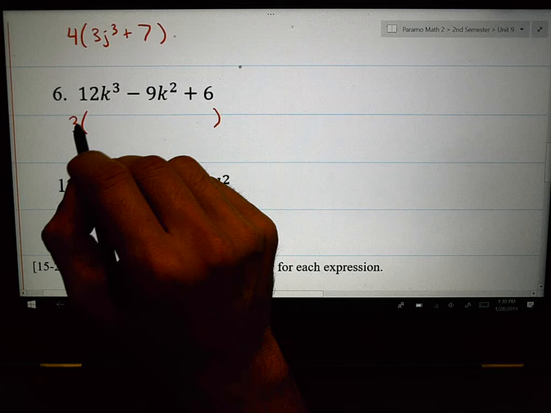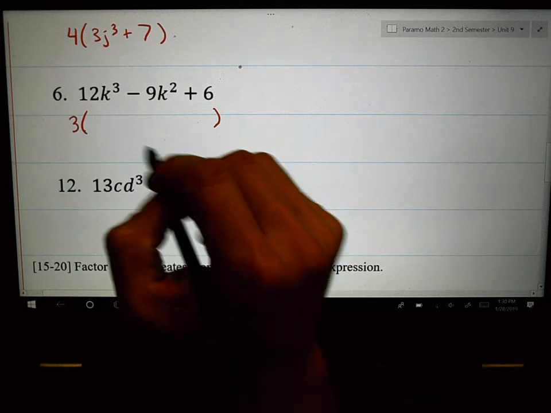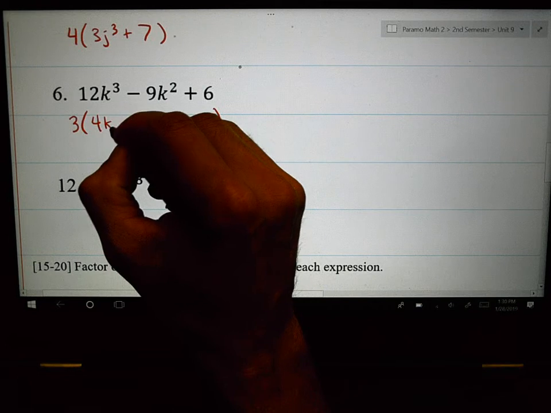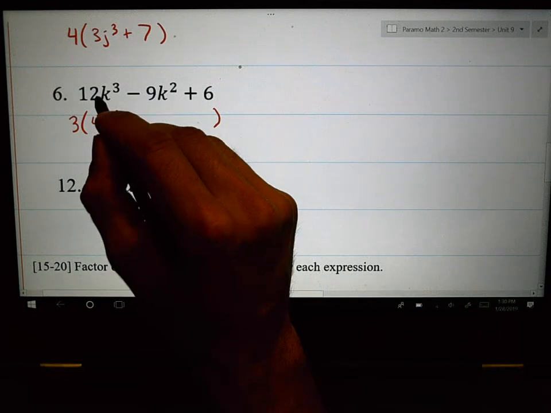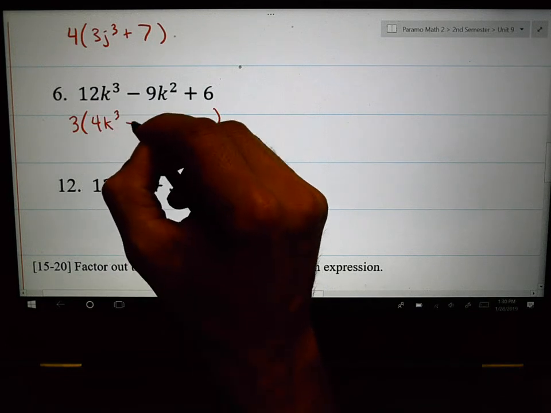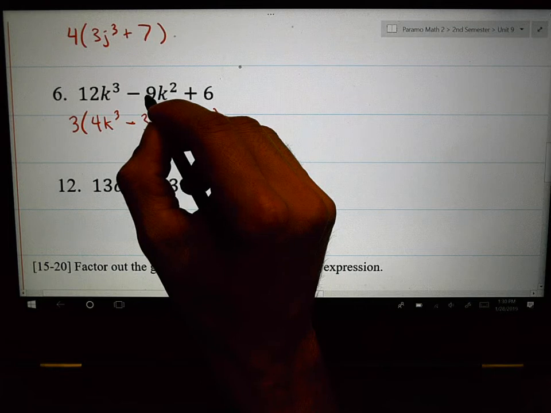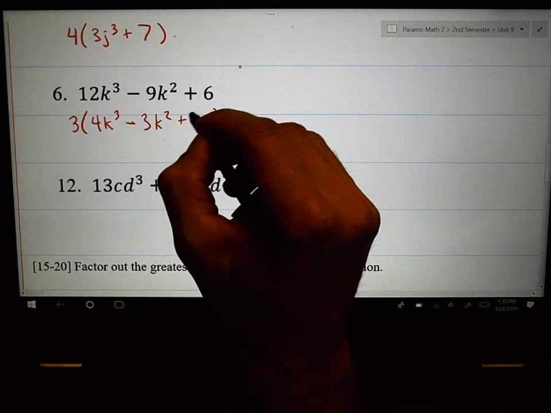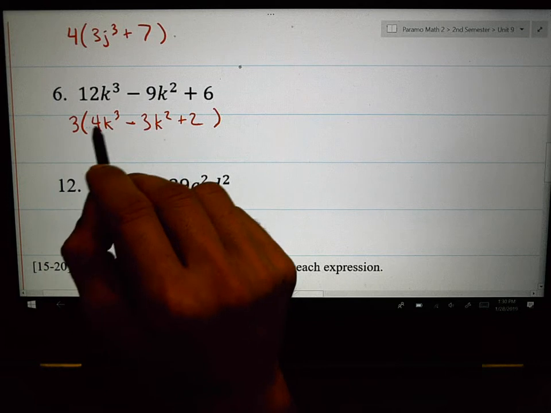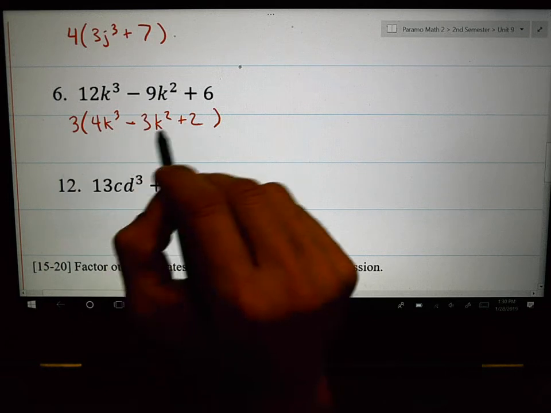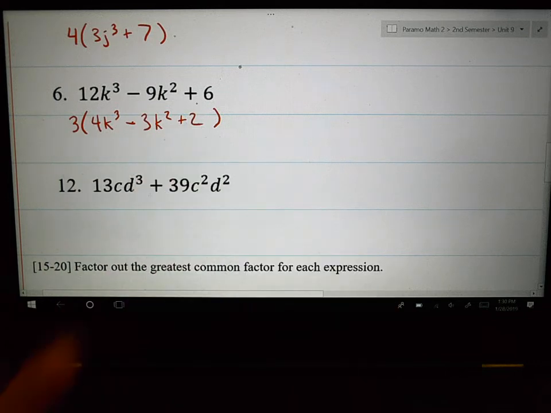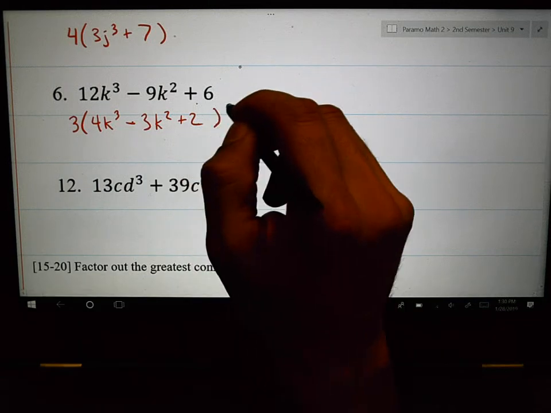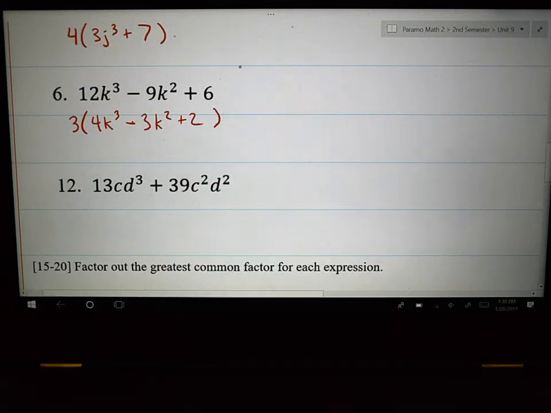Your GCF goes in front of parentheses. What does it multiply to get to the original? Goes in there term by term. This times that is that. Minus. 3 times 3 is 9 k squared. 3 times what is positive 6? 3 times plus 2. This times this is that. This times this is that. This times this is that. No other GCFs. That's as far as we can go.